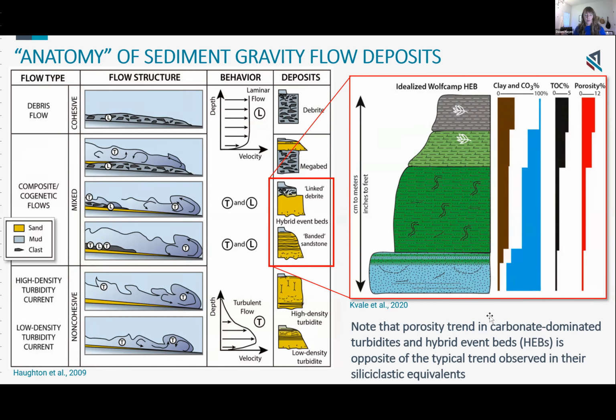Something definitely to note, the porosity trend in these carbonate dominated hybrid event beds is opposite of what you would expect in a sandy one. So although the clay increase upward is about the same, and our TOC increase upward is about the same, our porosity is the opposite. These up here in this section have higher porosity than you find in the more carbonate rich coarser grain portion below.